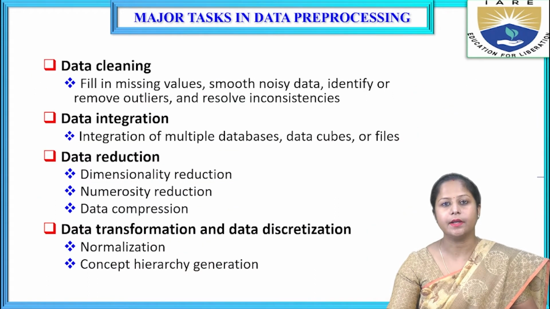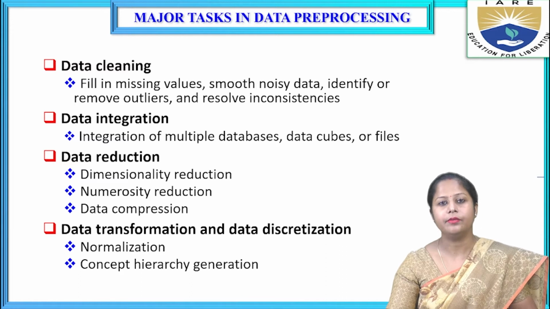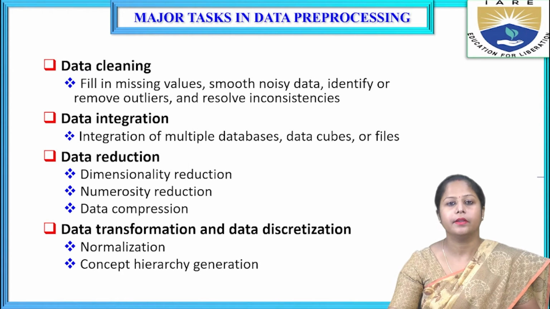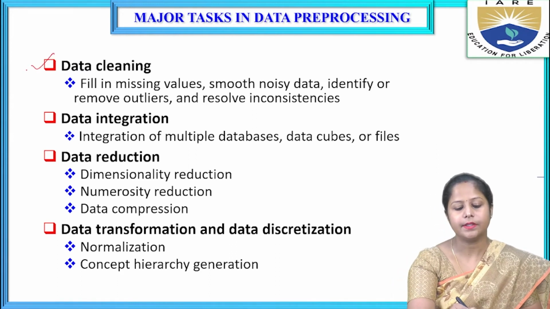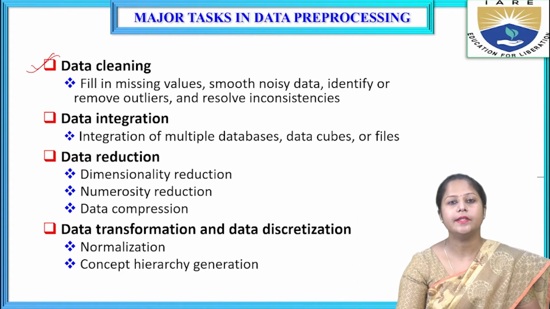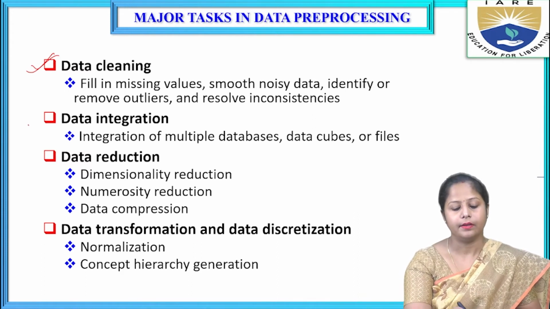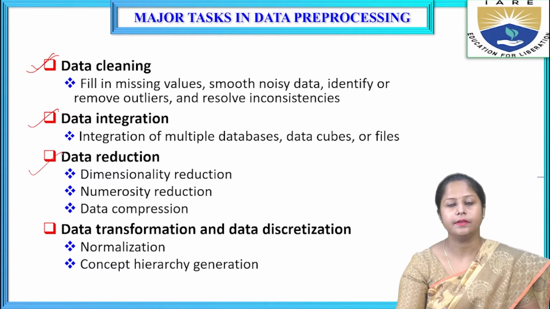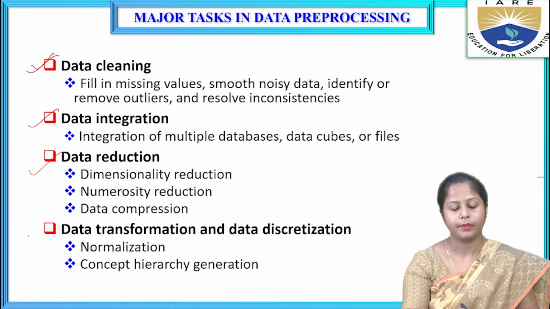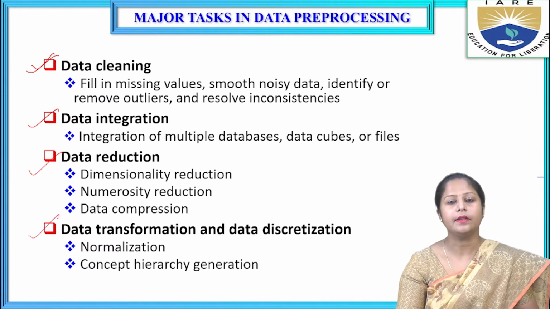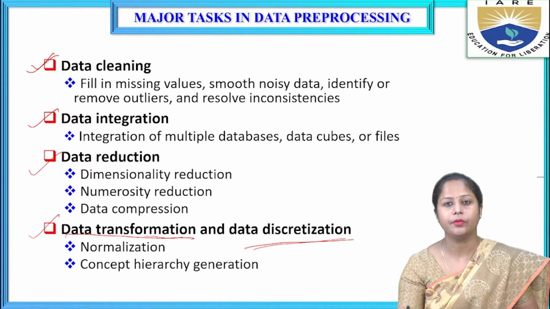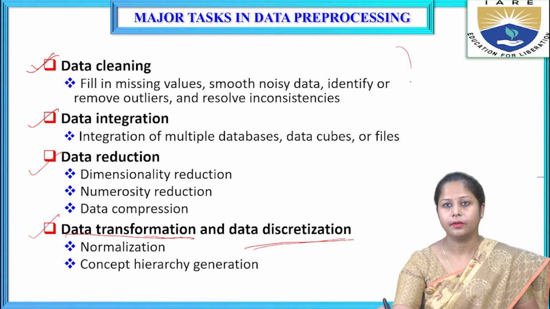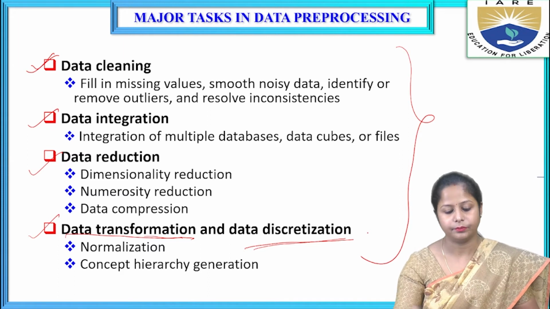Next, major tasks in data pre-processing. While we are going to pre-process the data, what are the different phases? First is data cleaning. Second one is data integration. Data reduction is the third process. Data transformation and data discretization is the fourth point. So we will go into brief detail on them now.